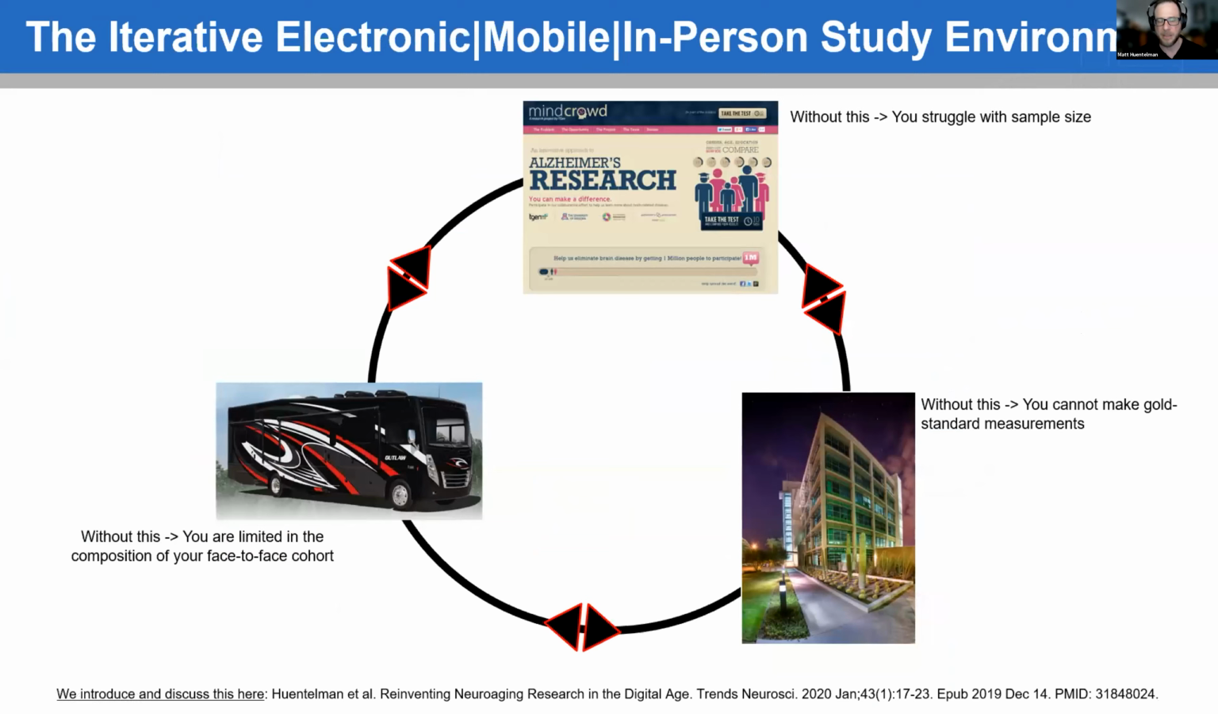And that is, I think we need to start thinking about, as a field, the combination of these 3 research approaches to really address all of the needs. That is an internet-based approach, an in-person study approach, and then also a mobile laboratory approach. All of these under the roof of one single project, I think is really the most powerful approach. As you can see, without the internet-based approach, you struggle with appropriate sample size. Without the in-person, in-laboratory approach, you can't make gold standard measurements. And without the mobile laboratory approach, you're really limiting the composition of your face-to-face cohort to those people who are close to you, who can get to you. If you have a mobile lab, you can drive to them.